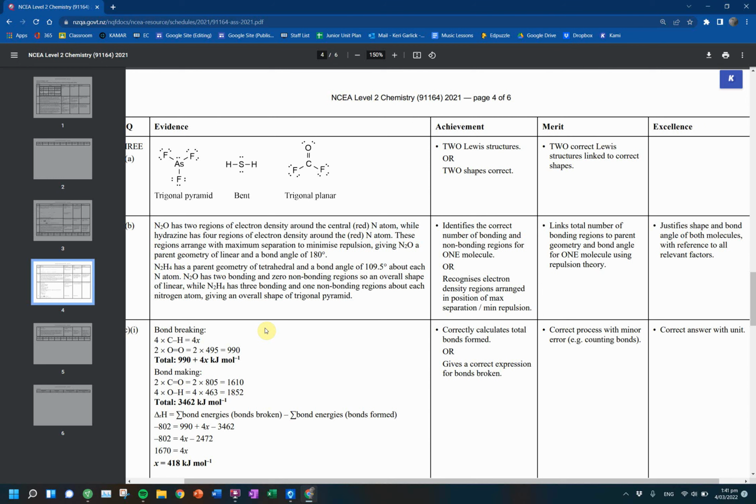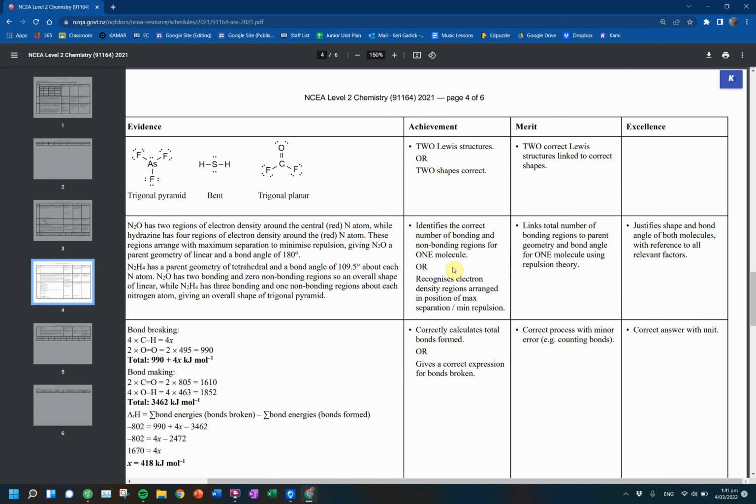Again, you see that "while" is going to show that real integration of information. And you can see that they've both done the bond angle and the shape as part of the justification. For the achieved, only 1 point, but there were multiple ways to get it.